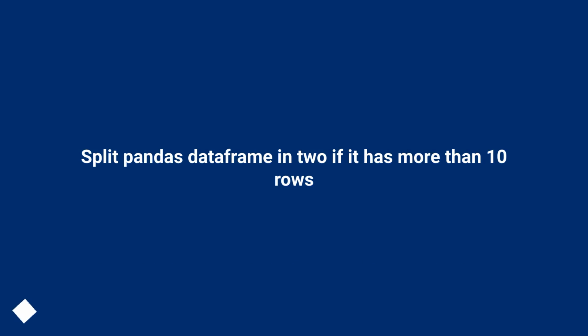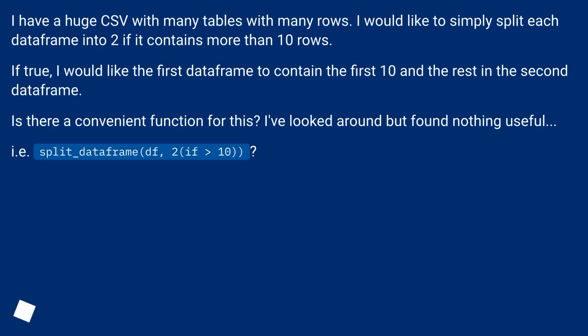Split pandas data frame in two if it has more than 10 rows. I have a huge CSV with many tables with many rows. I would like to simply split each data frame into two if it contains more than 10 rows. If true, I would like the first data frame to contain the first 10 and the rest in the second data frame. Is there a convenient function for this?